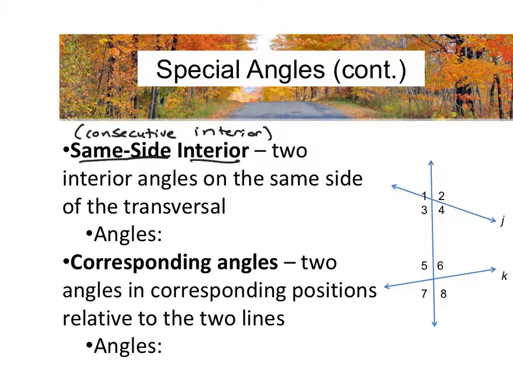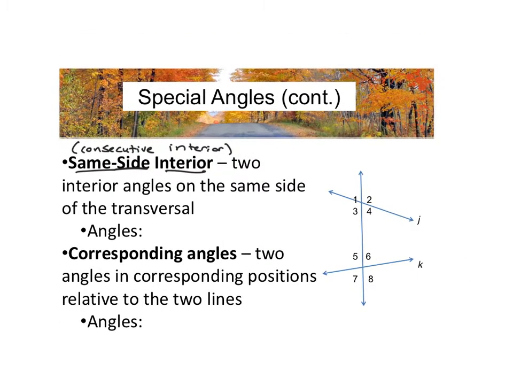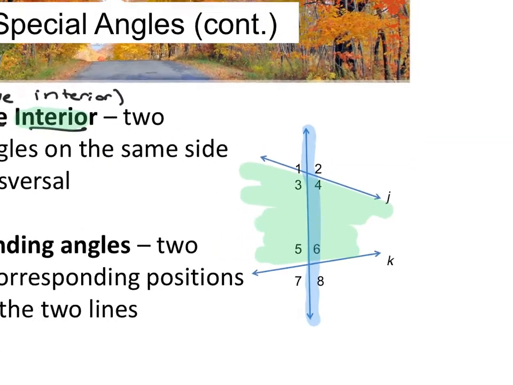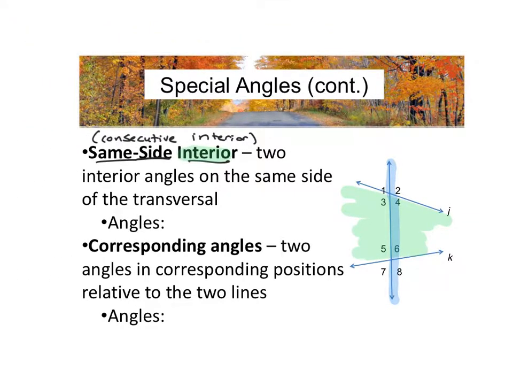Same side interior angles are two interior angles. So we know we have to be on the interior. Here's my interior here. Two interior angles on the same side of the transversal. So they have to be on the same exact side of the transversal. There's the transversal again. So let's talk about what would meet that definition, that they're in the interior, but they're also on the exact same side of the transversal. Yes, ma'am? Angle 3 and angle 5. Angle 3 and angle 5 together are a pair of same side interior angles. And what's the other one?